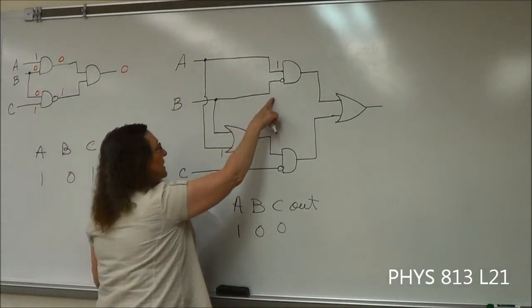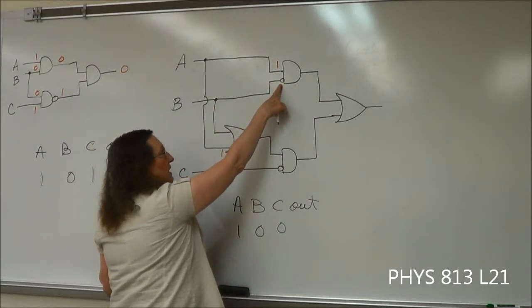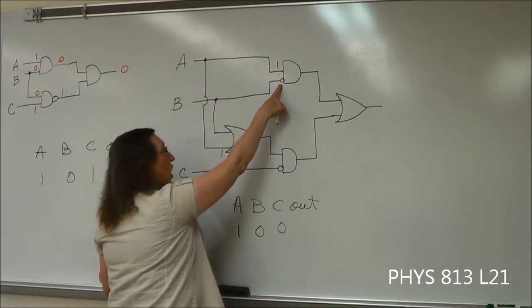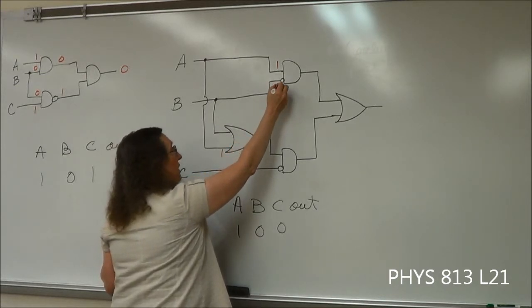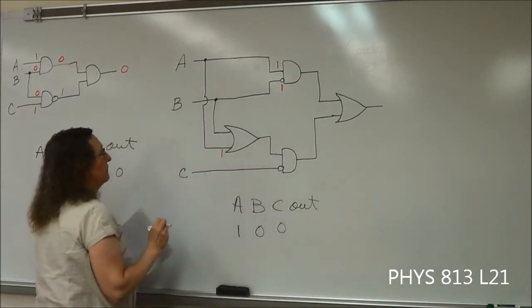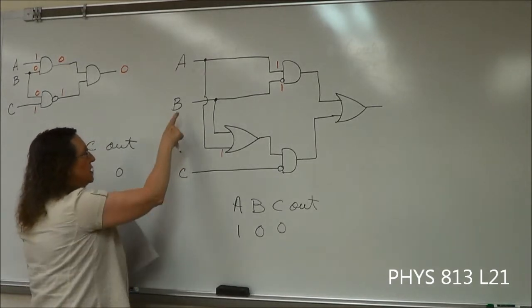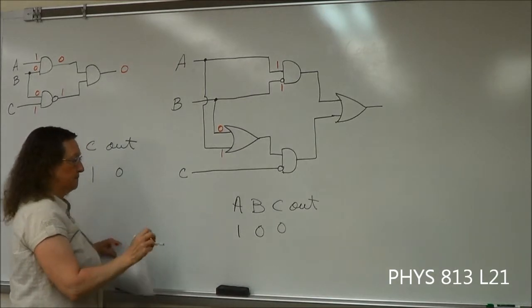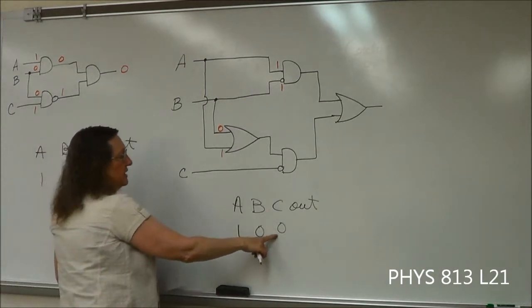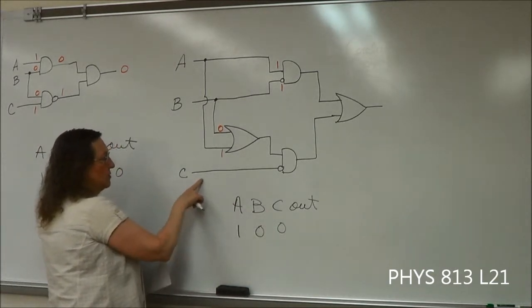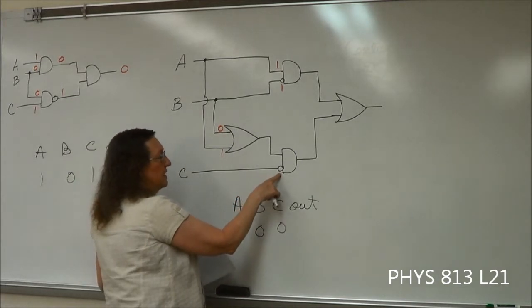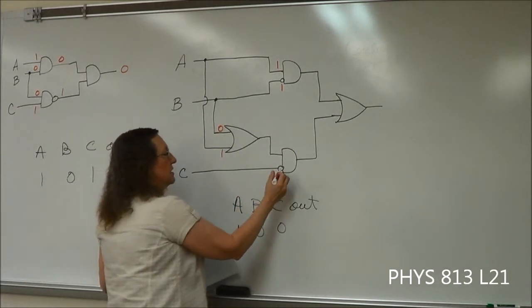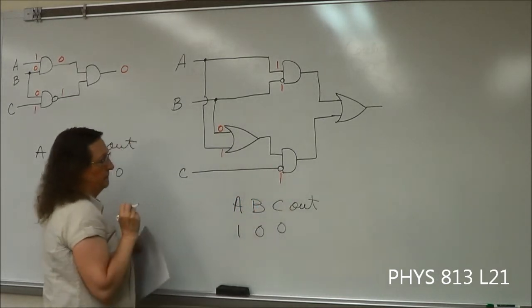B is 0. 0 goes across here, but the circle means not. So not 0 means a 1, and I'm going to put it underneath there. Let's see, B is 0, comes down to here, so we have a 0 there. C is 0, so it goes here, but the circle means not. So not 0 is 1. Okay?